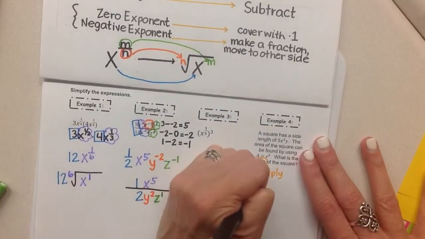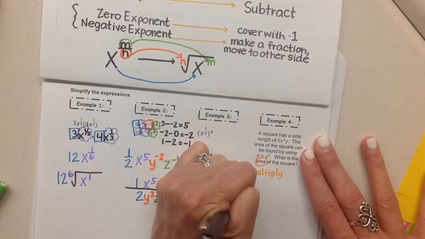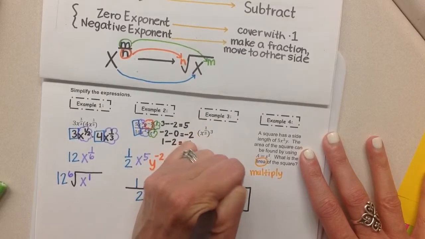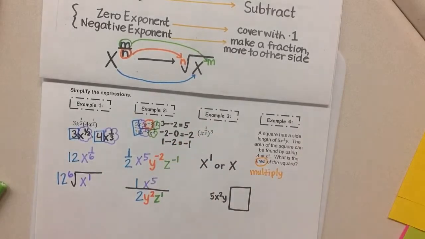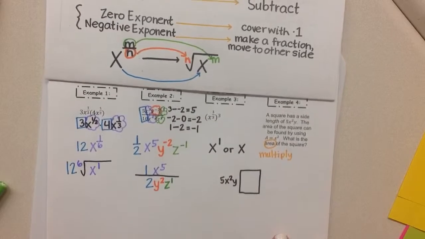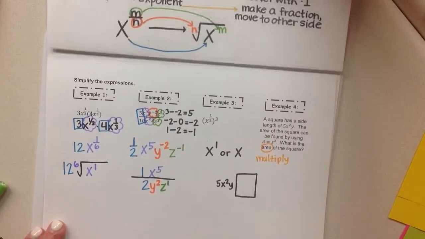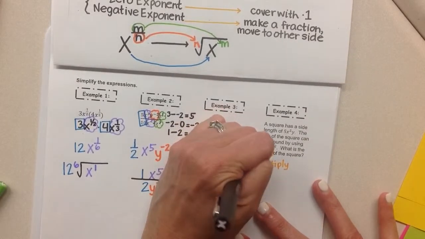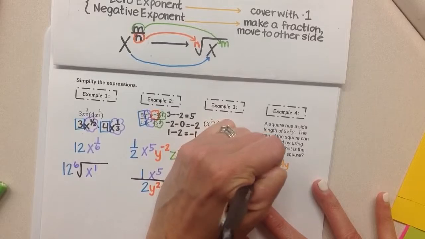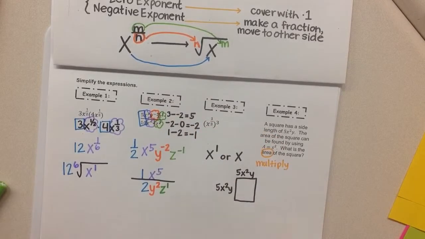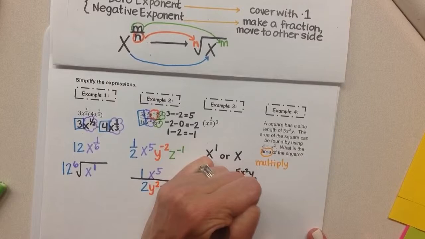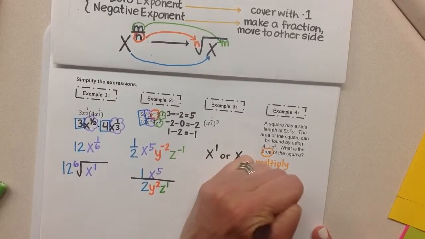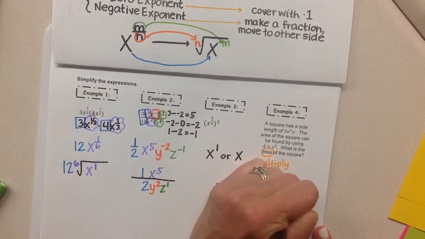So let's think about it. Let's go ahead and draw a picture. I've got a sketch of a square, and it tells me that the side length is 5x squared y. Okay? Well, if I want to find the area, I've got to multiply length times width, and the thing about a square, I know from experience, is that the length and the width of the square are the same size, same length, same distance. So if I want to find the area, all I have to do is multiply the length of the square times itself, 5x squared y.